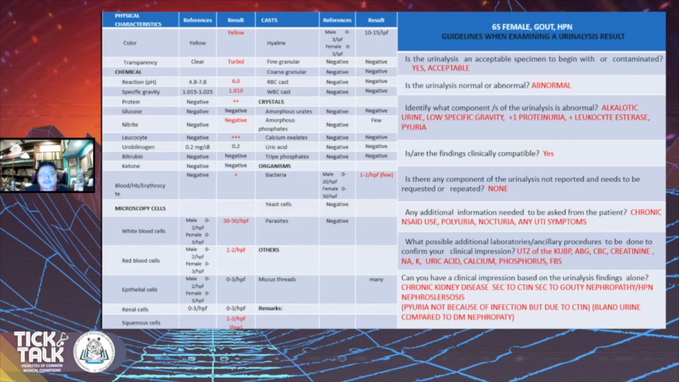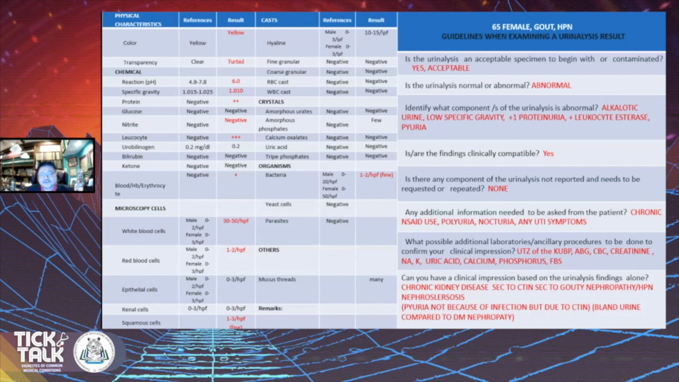And is there any reason for any UTI symptoms? Why, doctors? Because most likely if another physician will see this, they will just give this patient antibiotics even though this is not warranted. So this patient might be having what? A chronic kidney disease secondary to CTIN, secondary to gouty nephropathy, hypertensive nephrosclerosis. The persistent pyuria here, doctors, is not because of infection, but because of the chronic tubulointerstitial nephritis. That's the bland urine compared to your DM nephropathy.